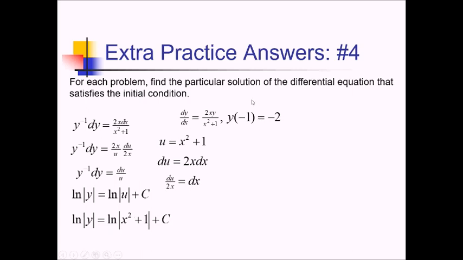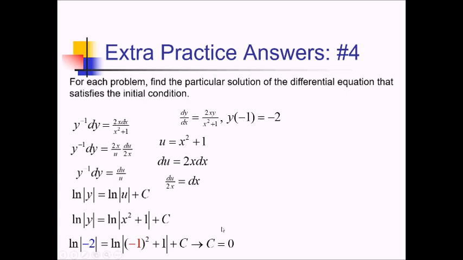I'm going to plug in negative 2 for the y over here. So that's ln of negative 2. And in here, I have ln of, let's see, we have negative 1 squared plus 1 inside the absolute value, plus c. This is ln of positive 2 on the left side. On the right side, this is ln of positive 2 plus c. Subtracting ln of 2 from both sides, we just end up with c equals 0.